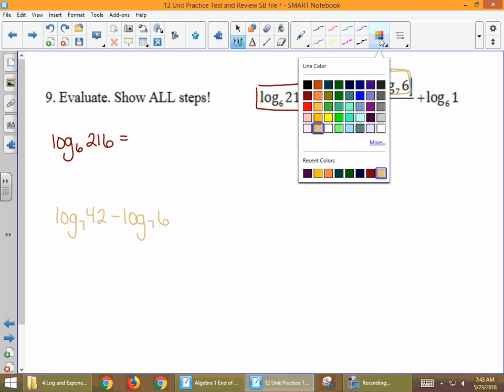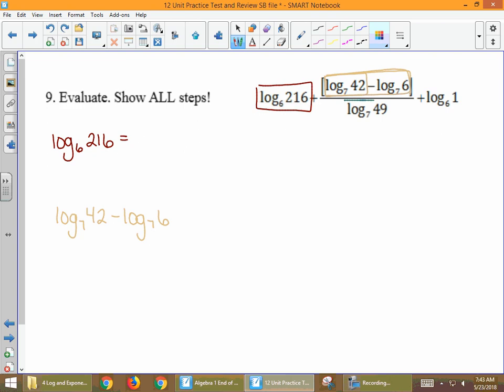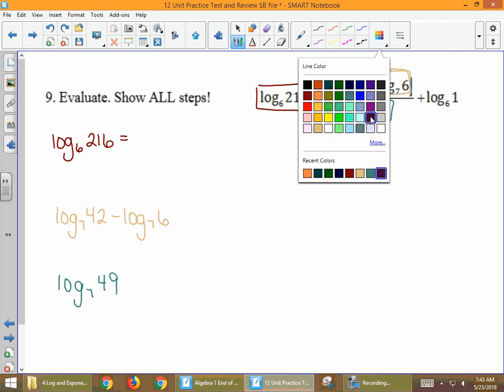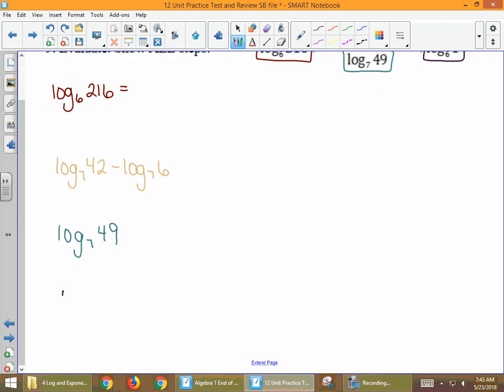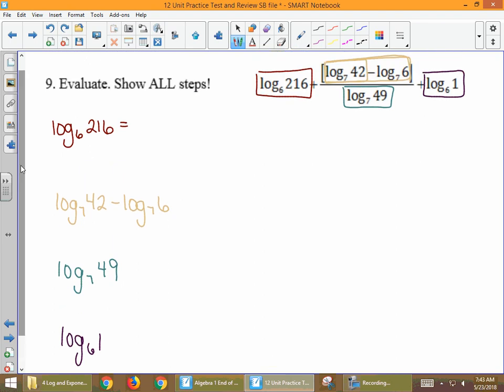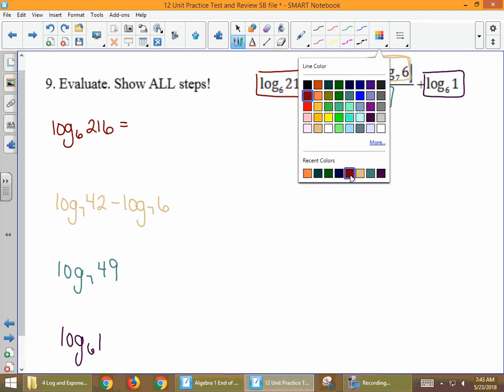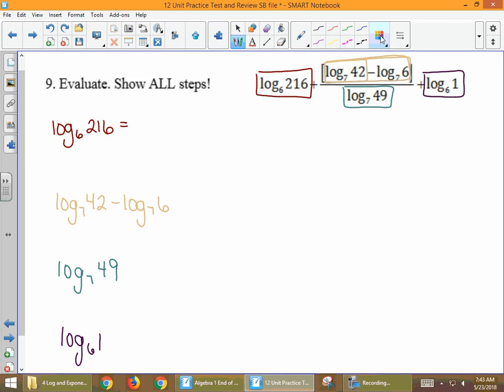And then in the bottom here, we have log base 7 of 49. And the last piece out here, log base 6 of 1. Okay, so each piece, I'll just work top to bottom. Log base 6 of 216, I'll just make that x.